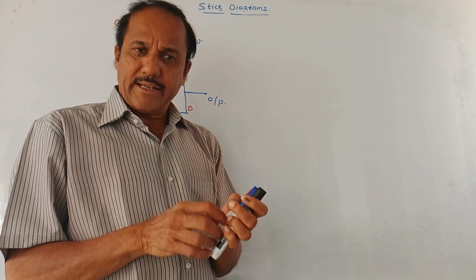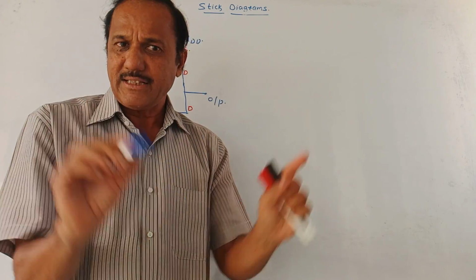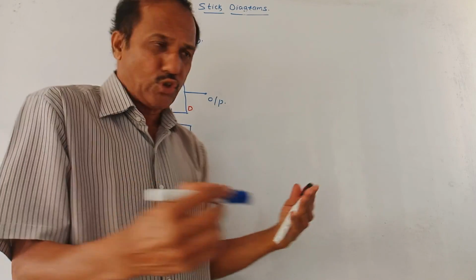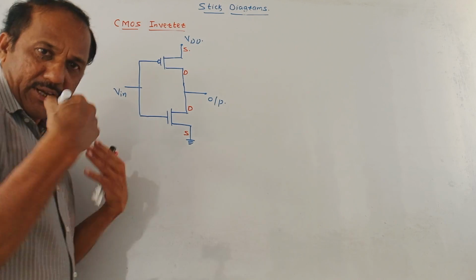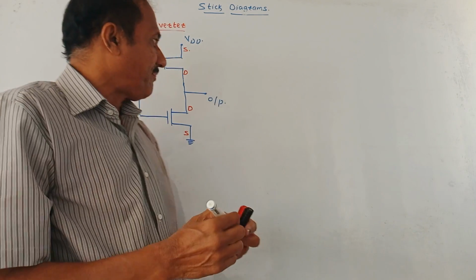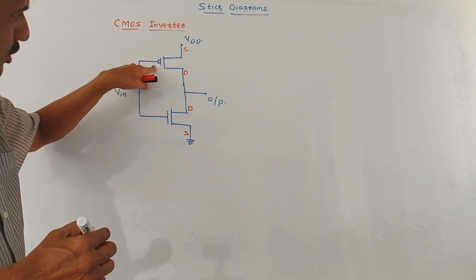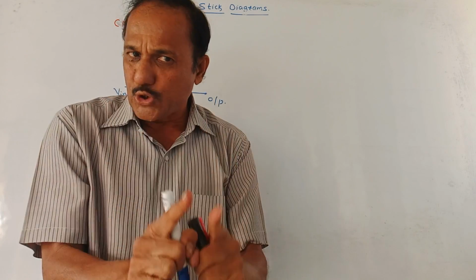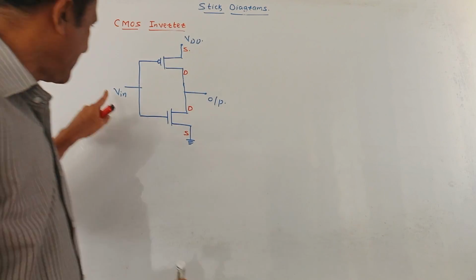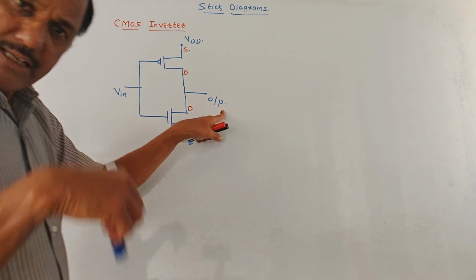How to draw the stick diagram? To draw every stick diagram, the first step is to design the actual circuitry using CMOS logic. So this is the actual circuit of the inverter using CMOS. After that, identify how many transistors there are. As shown in this diagram, there are two transistors. Then identify how many inputs there are. There is only one input, that is Vin, and one output. Simply, I have marked it as output.